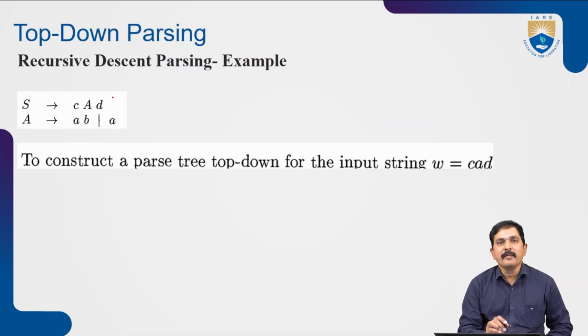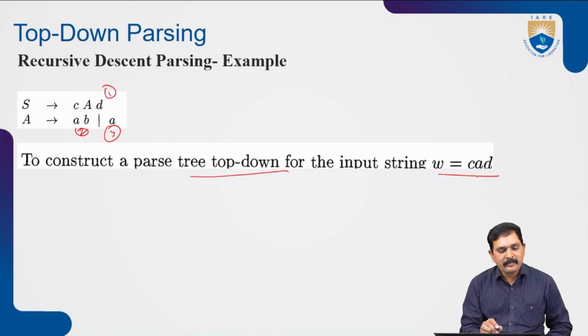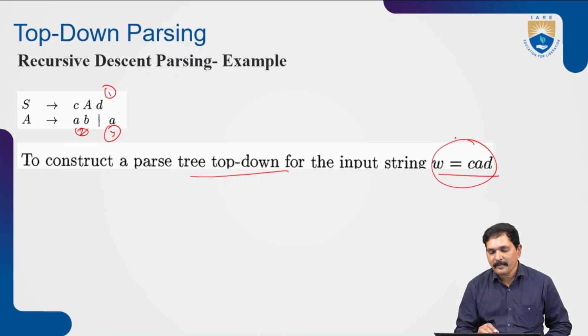In this example we have taken 3 productions only. The question is to construct the parse tree. The approach we are taking is top-down only, and the input string is W equal to CAD. We will see how we get the top-down approach and where backtracking is useful. Using these 3 grammar productions, we try to achieve the matching input string W equal to CAD only.